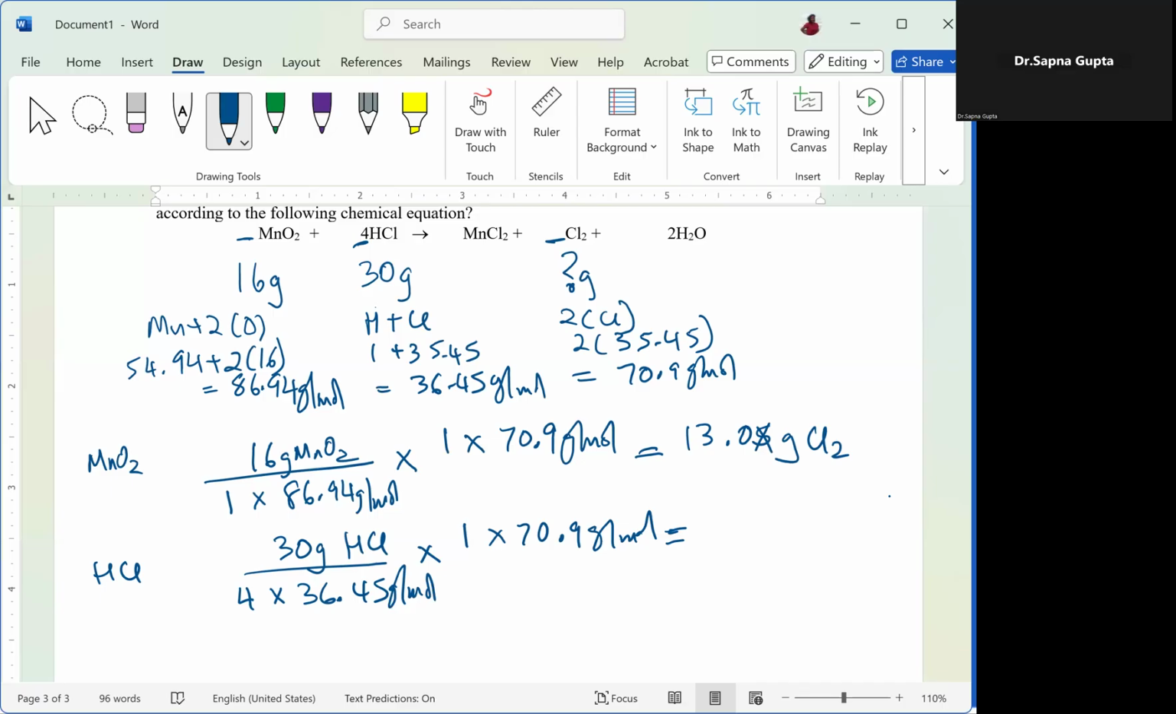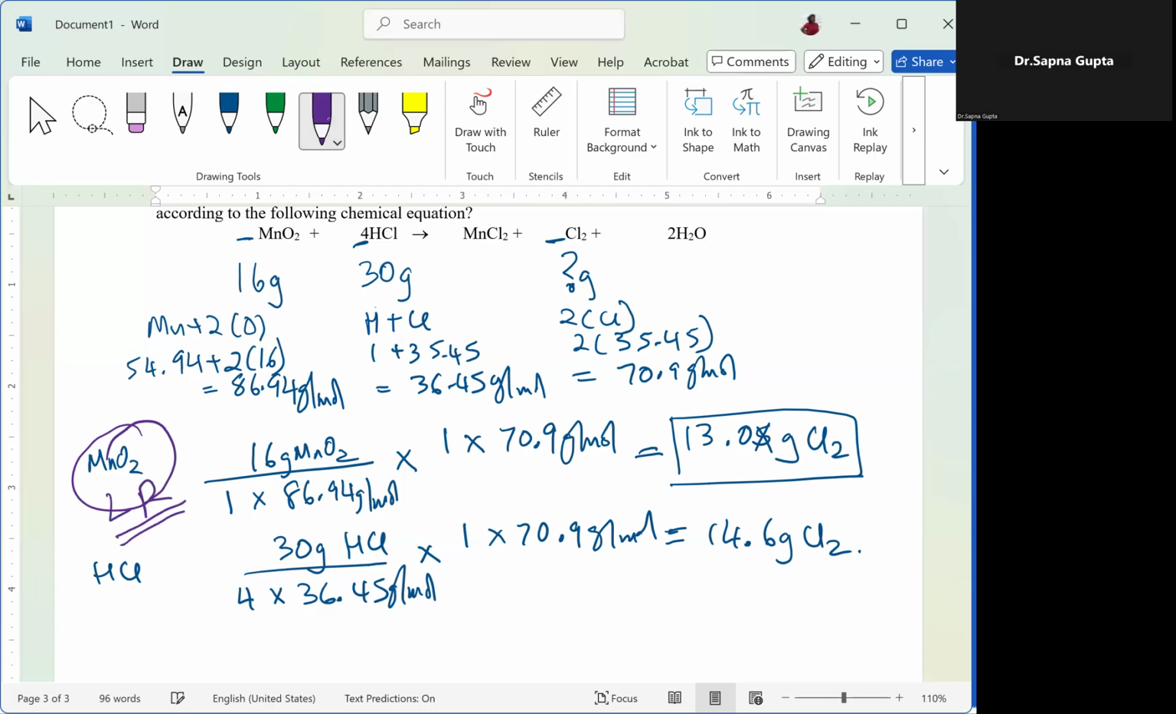And then the bottom one is 30 times 70.9 divided by 4 divided by 36.45. And that gives me 14.6 grams of chlorine. Okay, so the smaller number is the product. So 13.0 grams of chlorine is actually going to be produced because MnO2 is my limiting reagent over here.